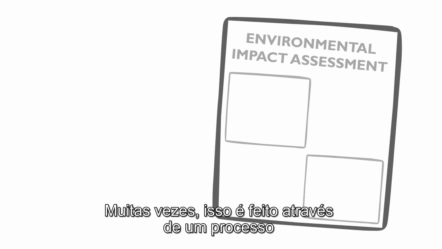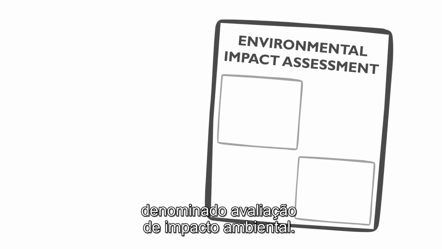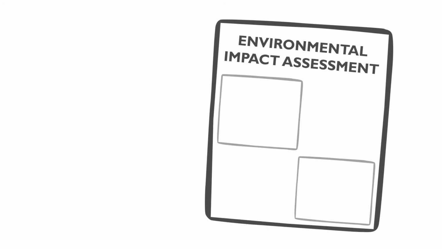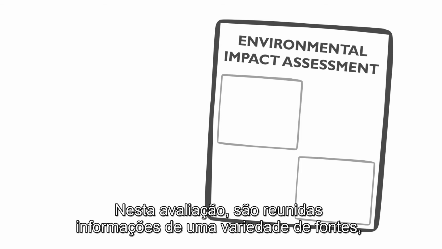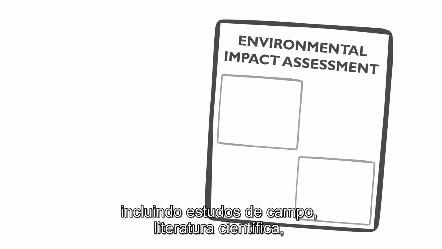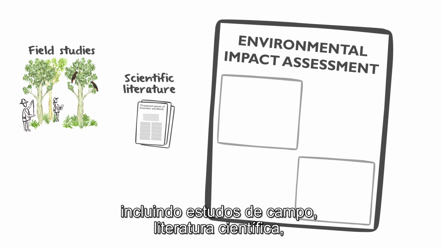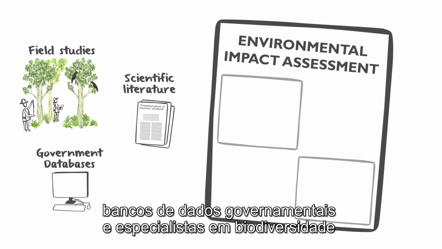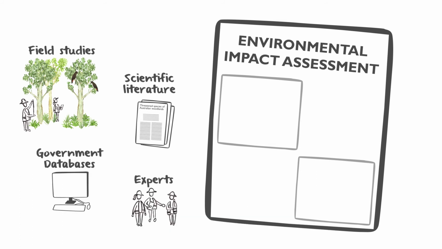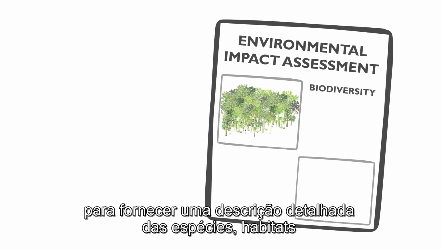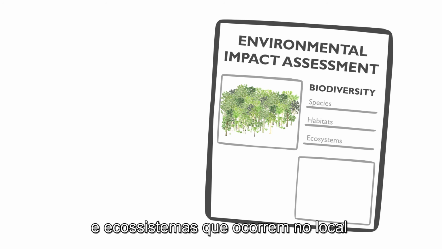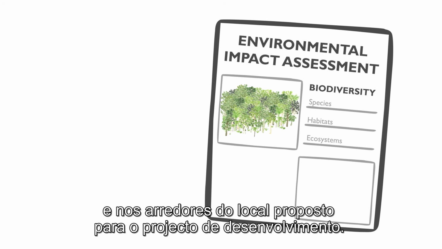Often this is done through a process such as an environmental impact assessment. In this assessment, information from a range of sources, including field studies, scientific literature, government databases, and biodiversity experts, is brought together to provide a detailed description of the species, habitats, and ecosystems that occur at and surrounding the site of the proposed development.